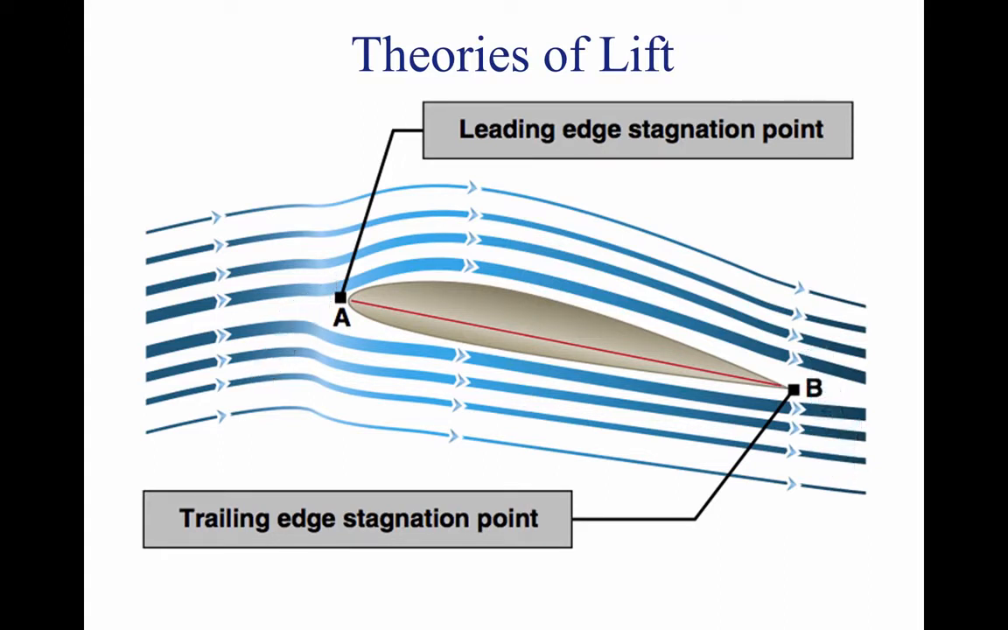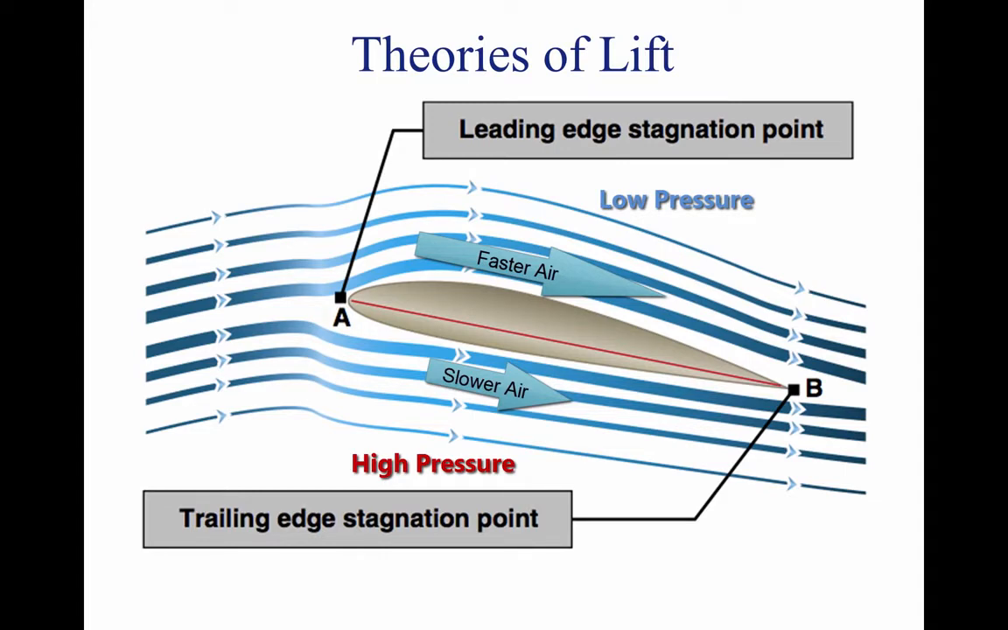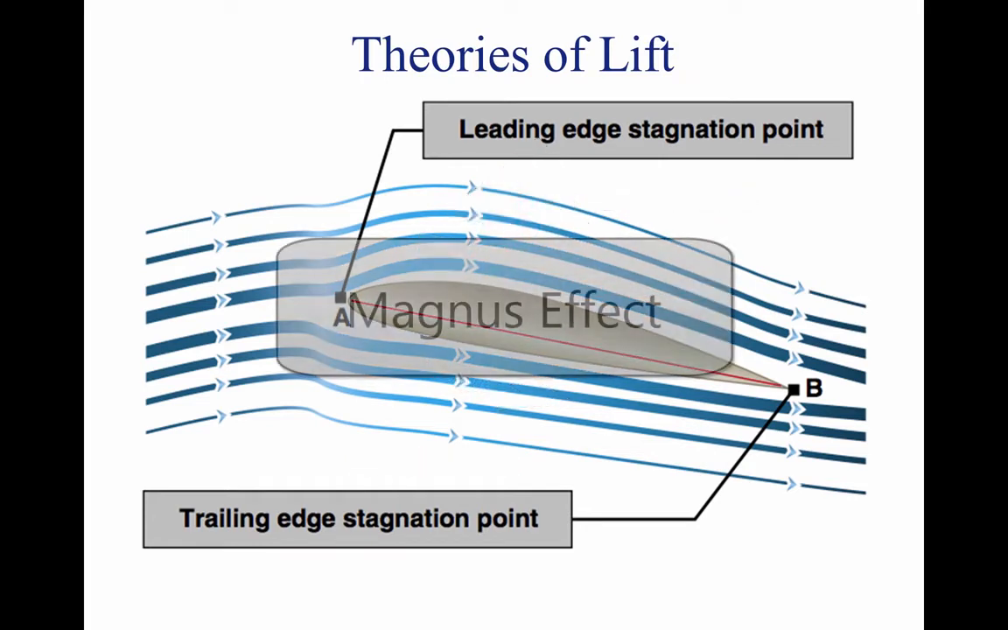Magnus's research shows the basic principle that a wing causes air to move faster over the top and slower over the bottom of the wing, causing a higher pressure at the bottom of the wing and lower pressure on the top of the wing. This low pressure area produces an upward force known as the Magnus effect.